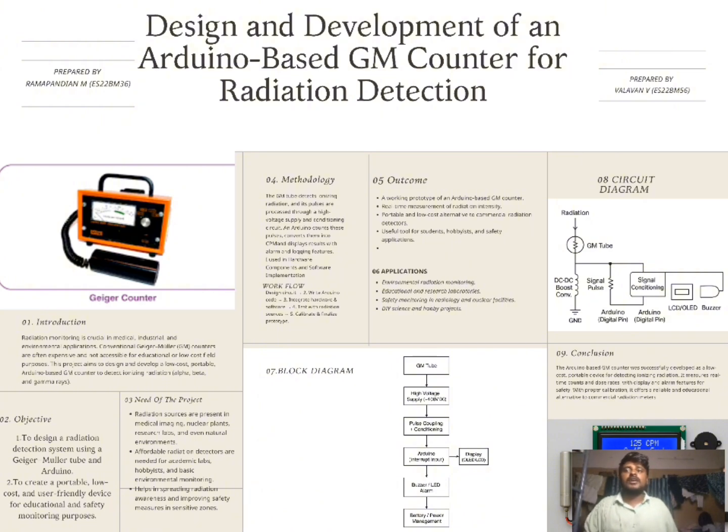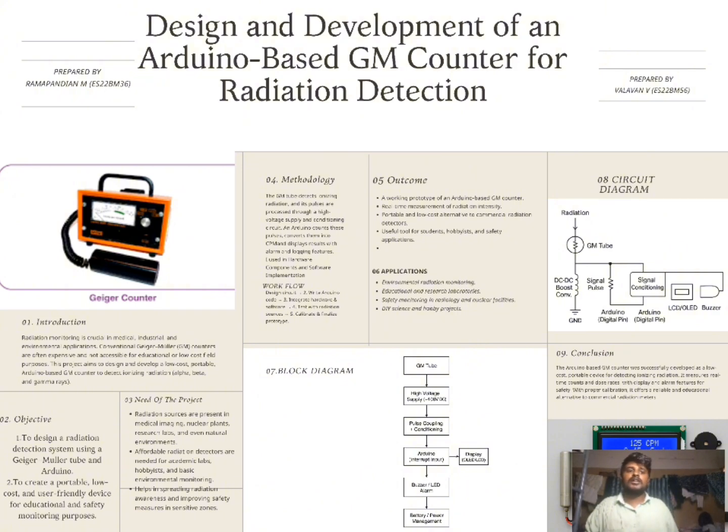Need of the project. The GM counter is mostly needed in medical imaging, nuclear plants, labs and the environment for radiation detection. It helps create awareness of safety. Methodology of my project. The GM counter is also known to detect ionizing radiation. It also produces an output pulse. It is mostly used to detect alpha, beta and gamma rays.